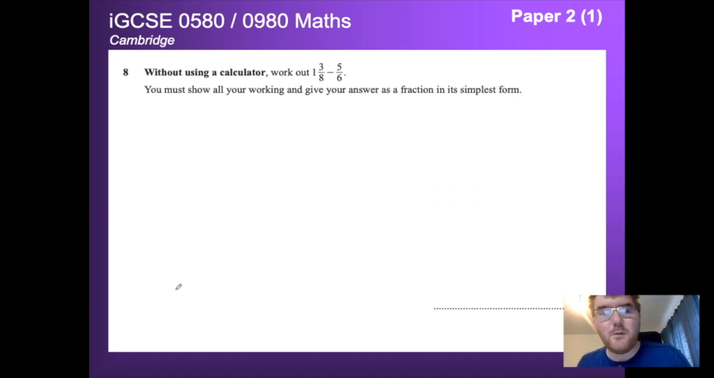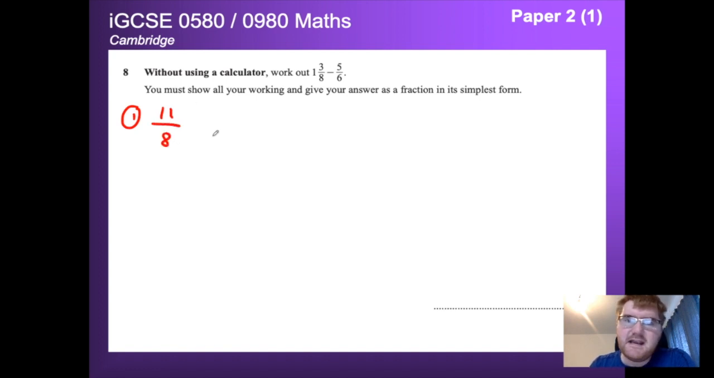Right, question 8. So without using a calculator, so we need to show our working to get our 3 marks, we need to work out 1 3/8 minus 5/6. So step 1, I'm going to change the 1 3/8 to an improper fraction. So 1 times 8 is equal to 8. 8 plus 3 is equal to 11. So I can rewrite the first fraction as 11 over 8 minus 5 over 6. So that's our first step. Write it as an improper fraction.